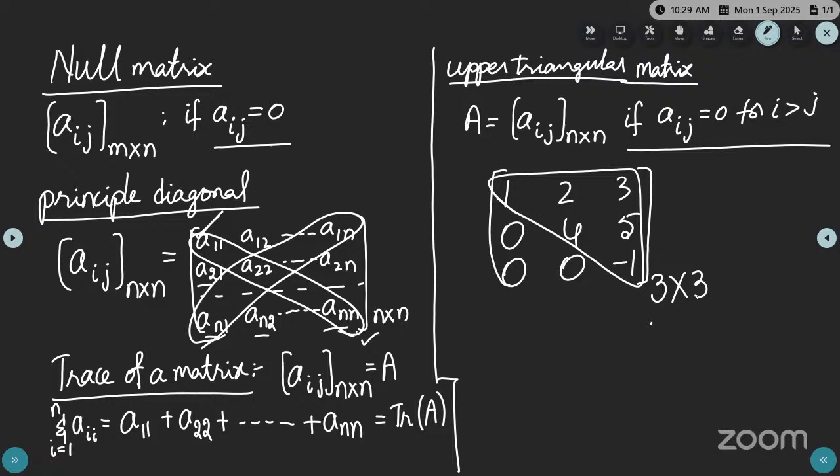This 0 is in the position 2,1. This is in the position 3,1. This is 3,2. Note down. Example.